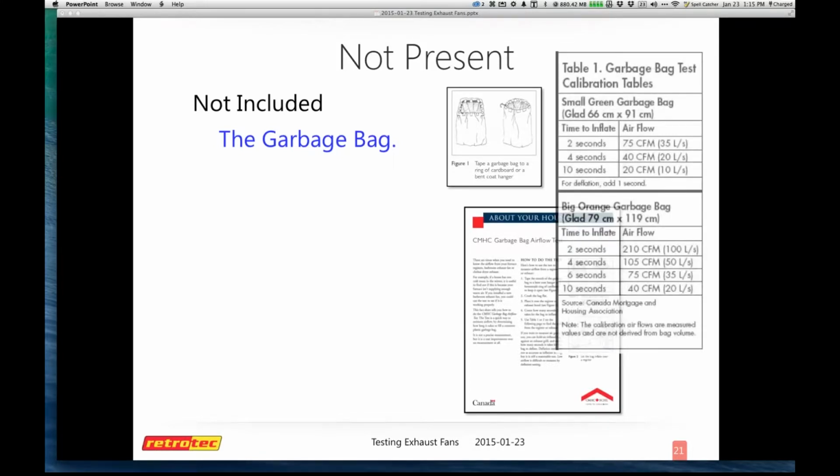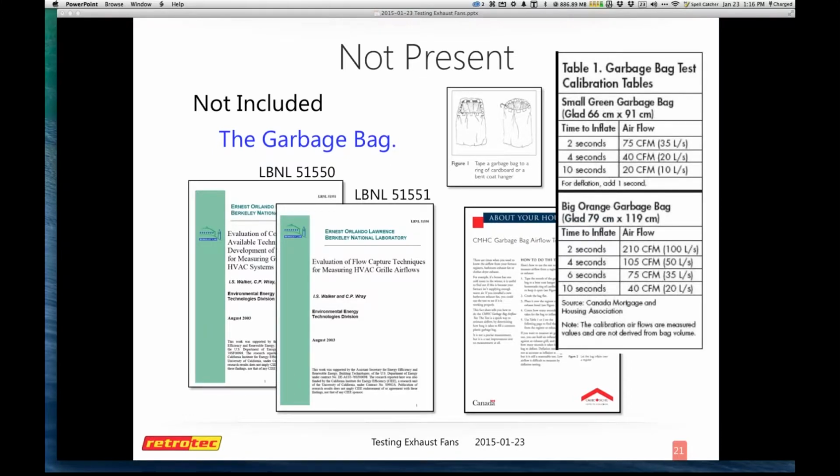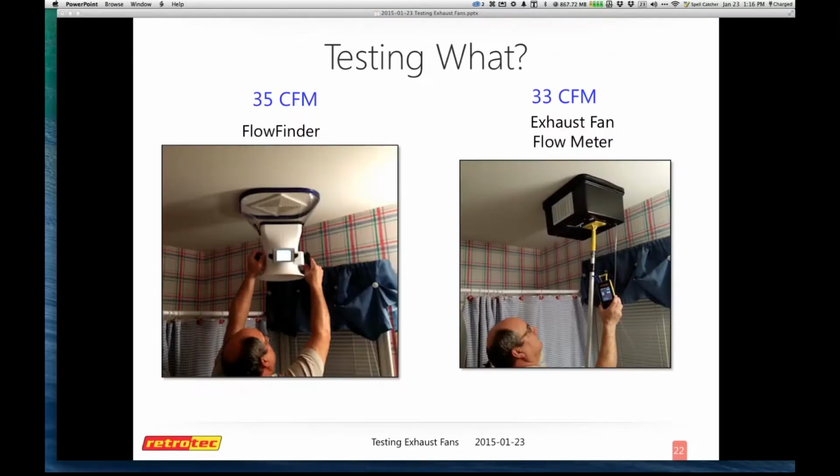So here you can see the exhaust fan flow meter on the right and the FlowFinder on the left, and they're both giving you fairly similar numbers. Only the exhaust fan flow meter does a passive type of reading. So here it is in action.